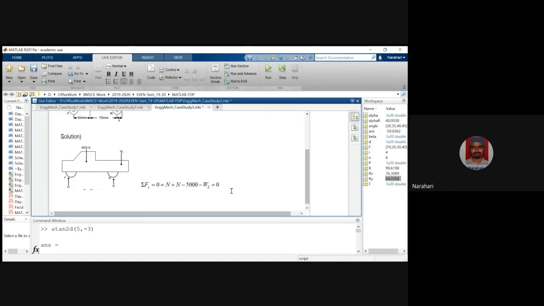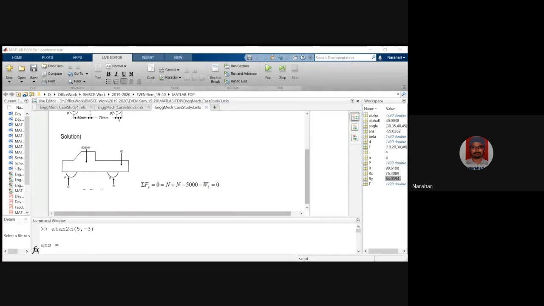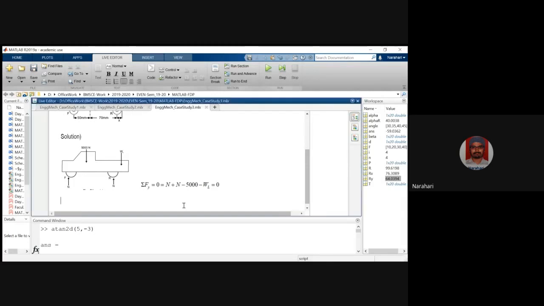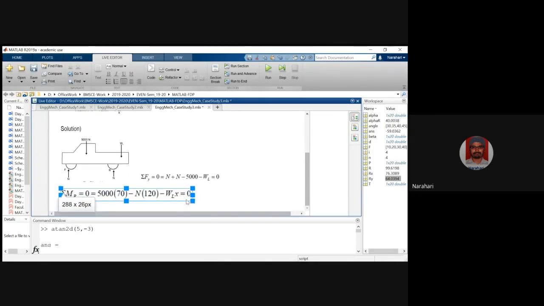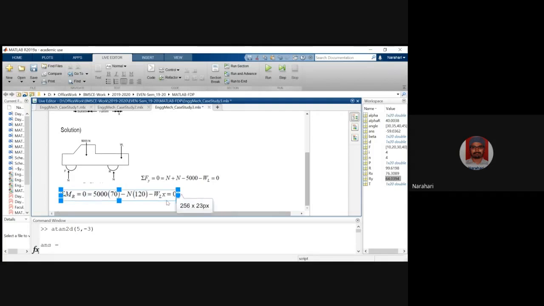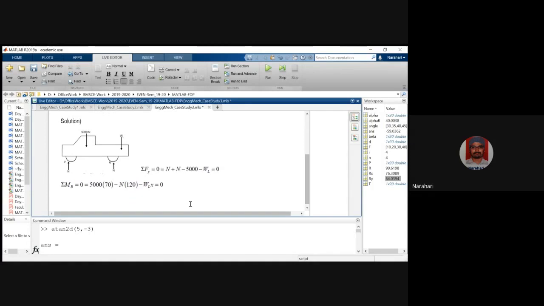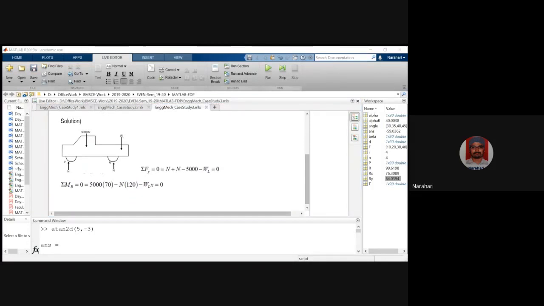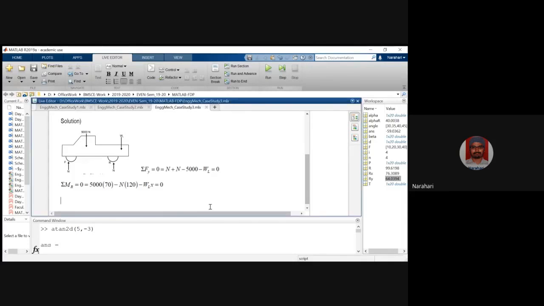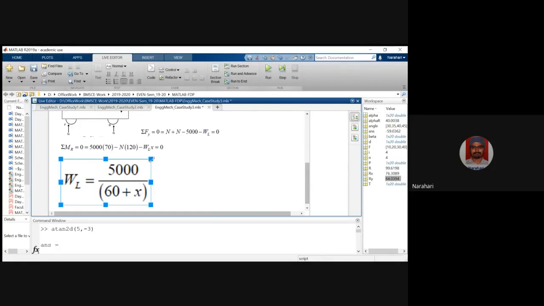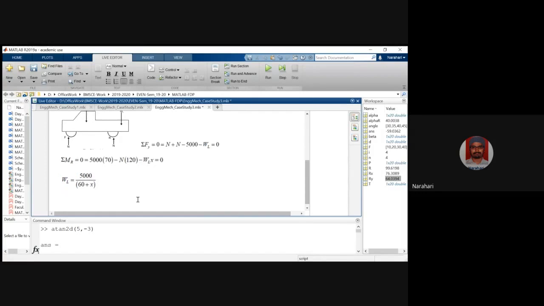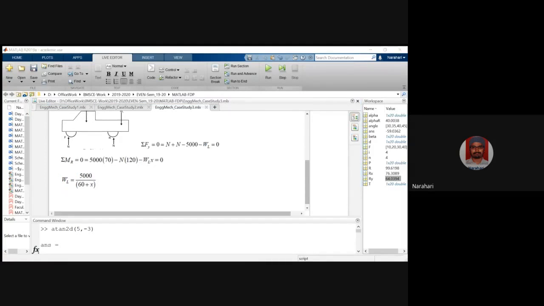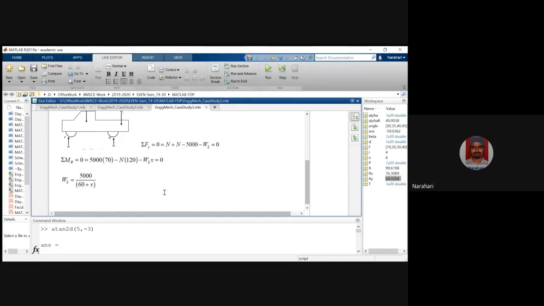Similarly, if you write the moment equation about the rear axle, you will get this. If you solve those two equations, what will you get? You will get it like this, correct? Very, very simple. You just have to now write code for this particular expression.